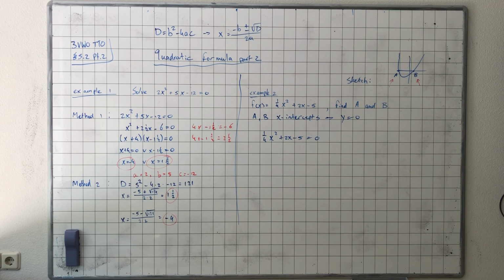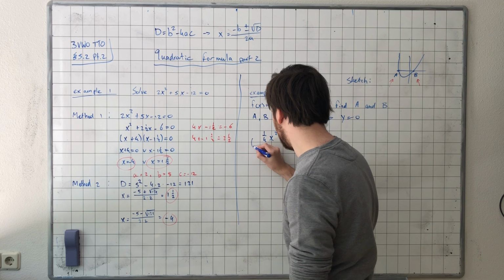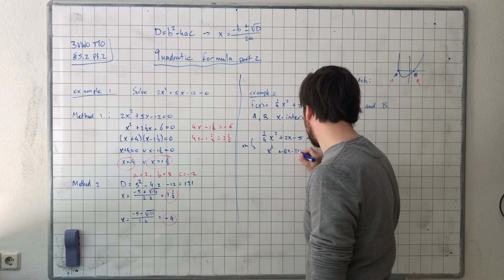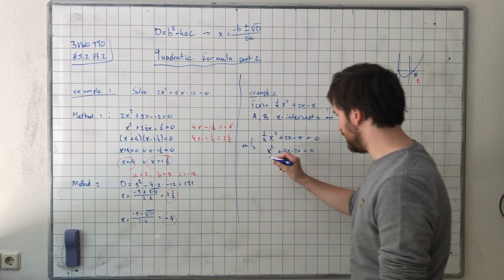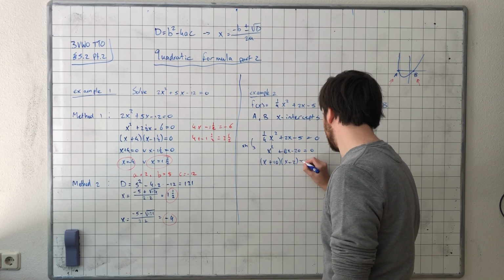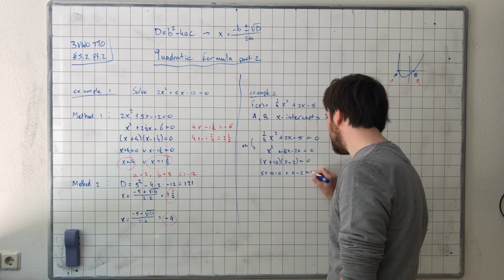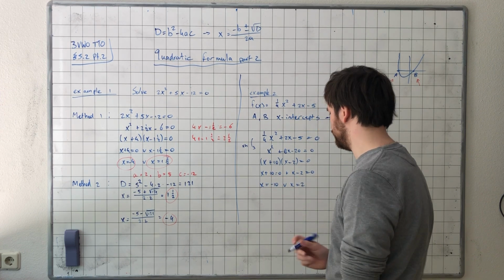Okay. Then there are once again multiple ways of doing this. You can multiply everything with 4, and then you would get x squared plus 8x minus 20 equals 0. Then you can use the product sum method with (x plus 10)(x minus 2). Then x plus 10 is equal to 0, or x minus 2 is equal to 0. And then x equals minus 10, or x equals 2.